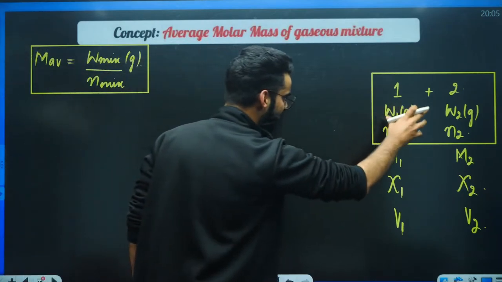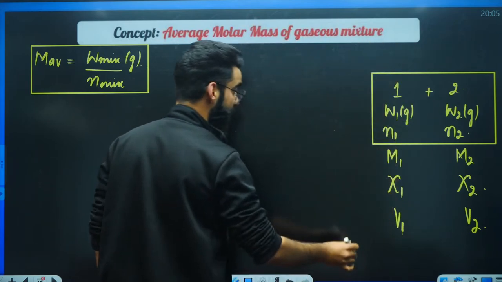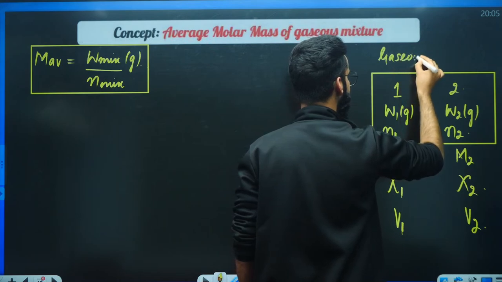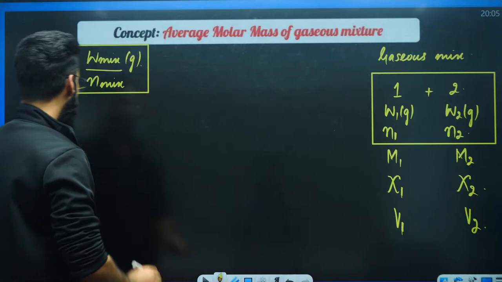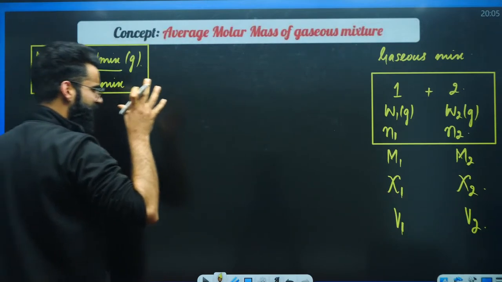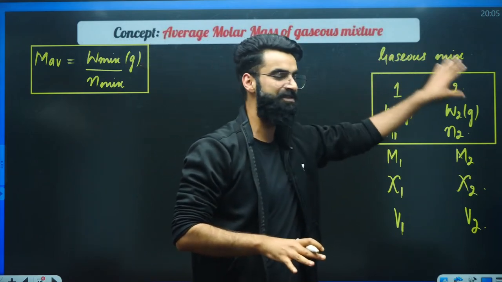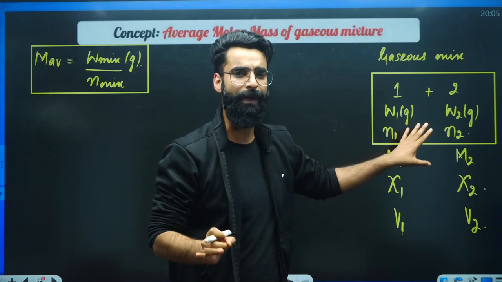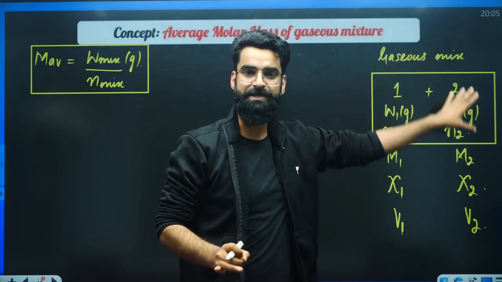Since I told you already, whenever you have two or more chemically non-reacting gases in the container, you can say we have a gaseous mixture in the container. And what do we calculate for the gaseous mixture? Whenever you see a gaseous mixture, be it thermodynamics or equilibrium, the first step you'll always do is calculate the average molar mass of the mixture.